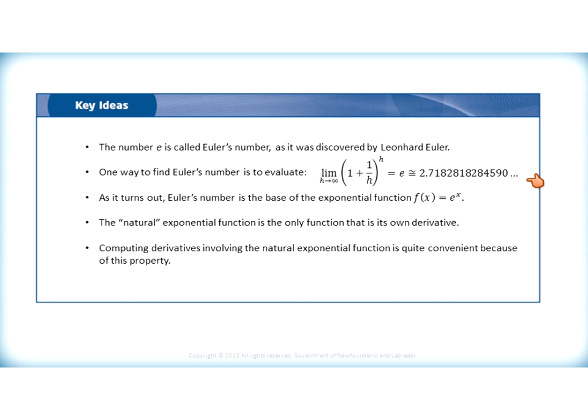Okay. As it turns out, Euler's number is the base of the exponential f of x equals e to the power of x. We call this the natural exponential because, with the exception of just horizontal translations, it's the only function that is its own derivative, which is cool. Computing derivatives involving the natural exponential function is quite convenient because it's its own derivative. Makes life easy.